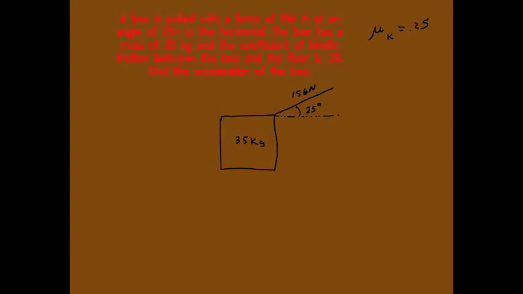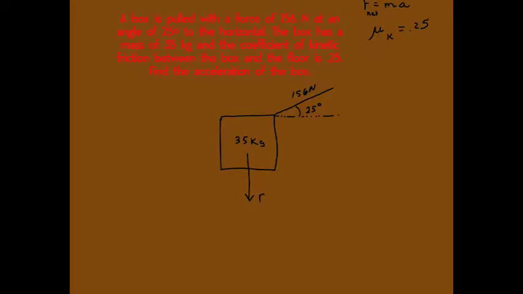Now they're asking us to find the acceleration of the box. Think about formulas that you know for acceleration. If you thought of F equals ma, you're on the right track. But this is the net force. So we need to know the net force on this box. We already know the mass, and once we know the net force, then we can find the acceleration. So let's find the net force, which is the total of all the forces on this box. I'm going to start with gravity first.